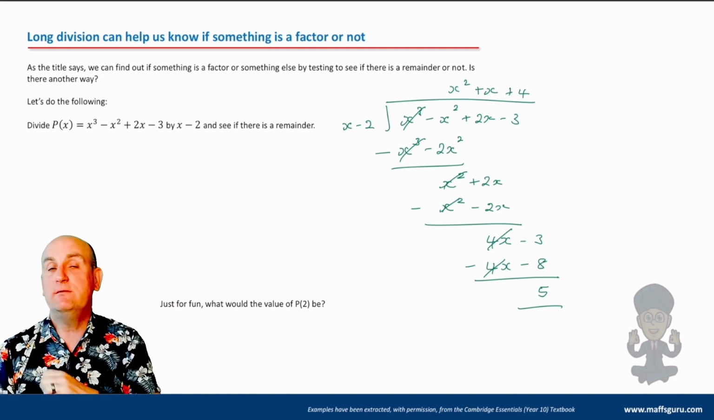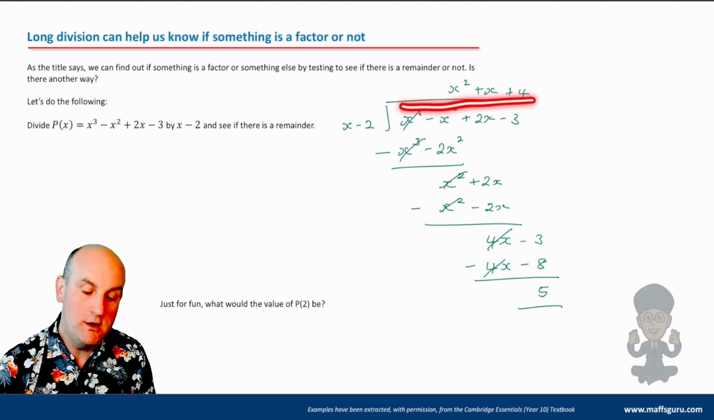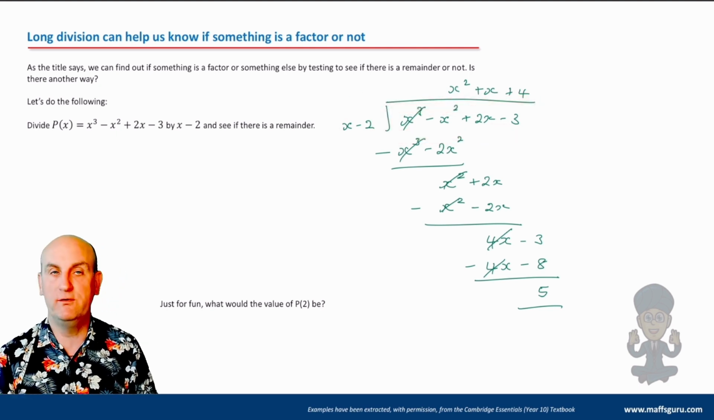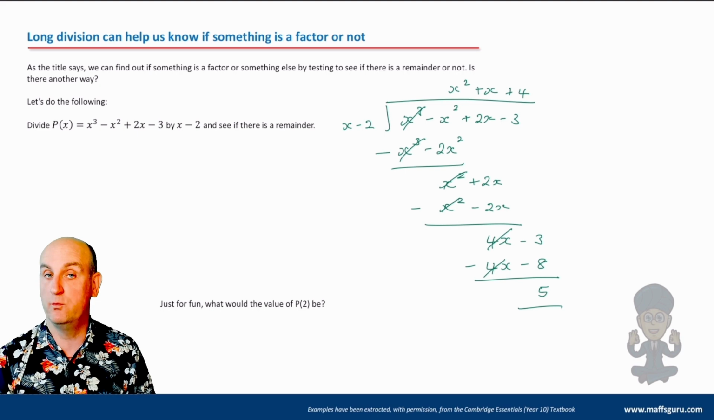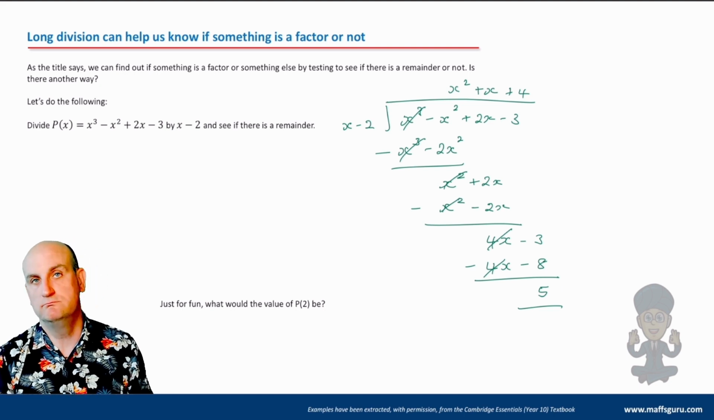And I can now tell you that x minus 2 is not a factor of this. It does not divide in a whole number of times. Why? Because I have a remainder. I have a remainder of 5. Okay, so now what do I do with it?